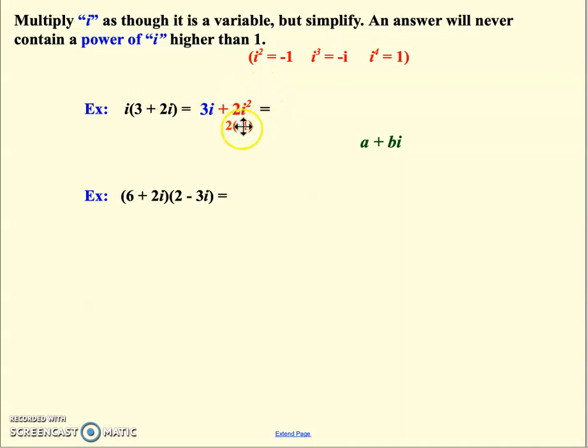But anytime i squared shows up in your work, you want to immediately replace it with -1. And then we're going to do a little bit of reorganization here, because this is now becoming my real number. So again, we're going for a + bi format, so -2 + 3i. Again, pretty simple. It's just that when i squared shows up, or any power bigger than 1, you have to actually do some replacement.